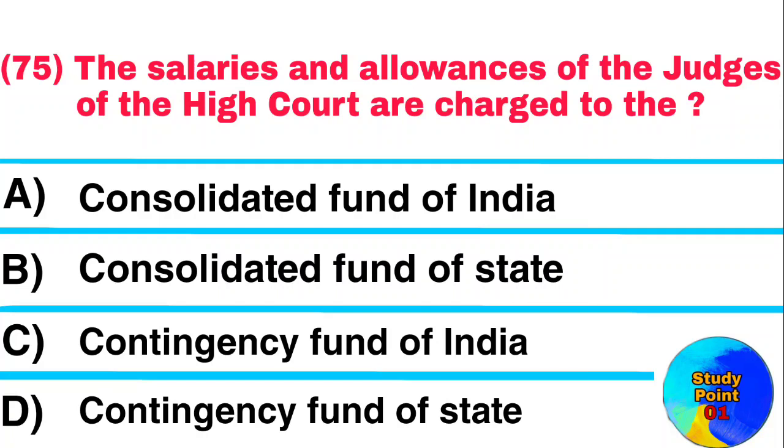Question. The salaries and allowances of the judges of the High Court are charged to the A. Consolidated Fund of India. B. Consolidated Fund of State. C. Contingency Fund of India. D. Contingency Fund of State. Answer. Consolidated Fund of State.